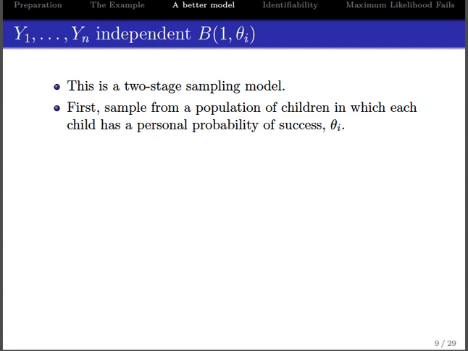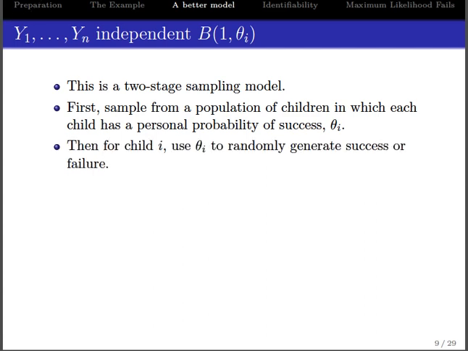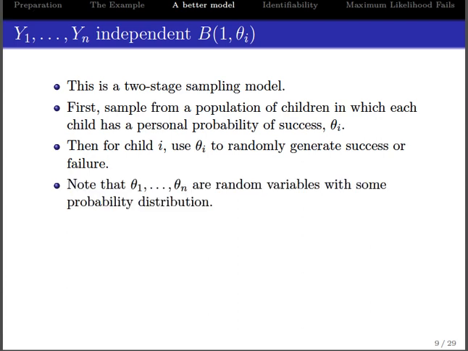So, to restate this point, it's a two-stage sampling model, and the first stage is to sample from a population of children and get a set of probabilities of success, and then independently for child i, in the second stage, we use theta i to randomly generate success or failure. And that's the model. You have to notice here that theta 1 through theta n are random. They're not observable, of course. They're each child's own probability, which we really wish we knew. They're all random variables with some probability distribution. Who knows what it is?